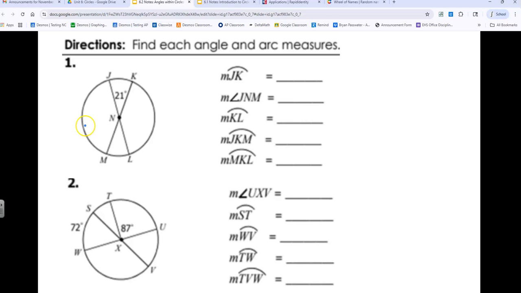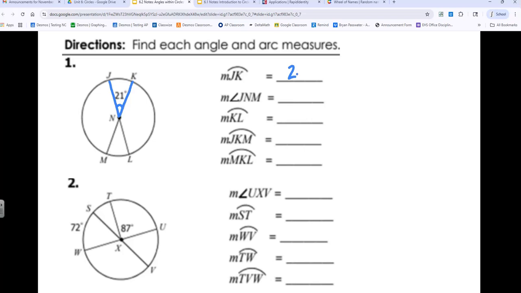All right, so we're going to do the first circle together, and we'll let you guys do the next one on your own. The only thing they tell us about this circle is that this angle right here, JNK, is a 21 degree angle. The first thing they ask us for is JK. What would we get there? First thing we need is JK.